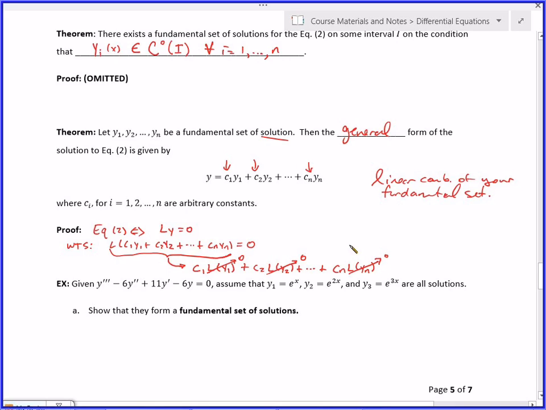Since yi is also a solution to 2, that is equal to 0, which is the proof. That's why it's so short. And again, I'm taking advantage of the fact that we have this whole section in these notes where we were able to rewrite equation 2 as Ly equals 0, as a linear operator applied to y. Done.